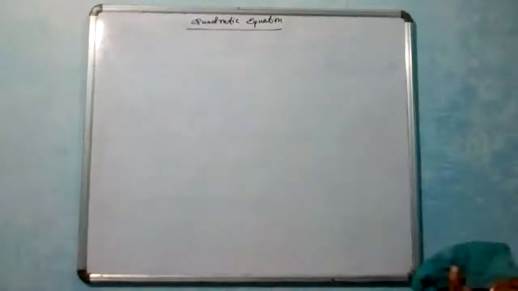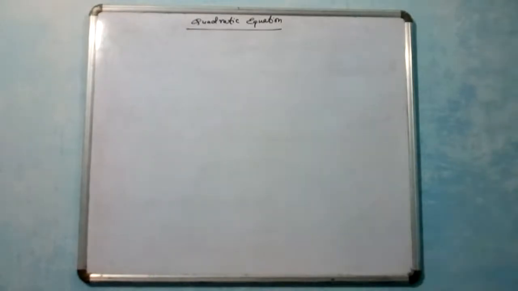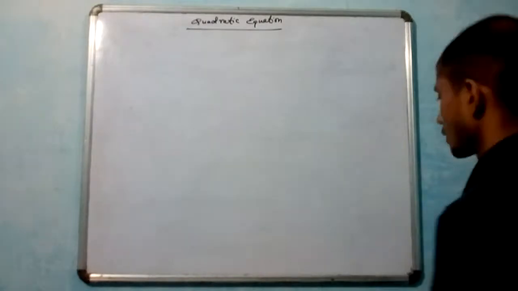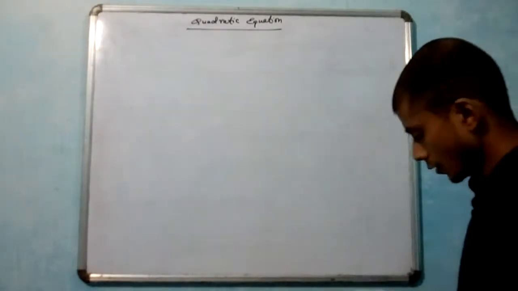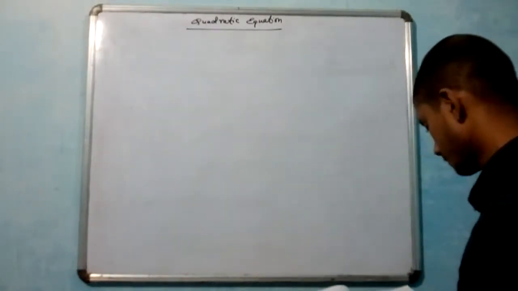Quadratic equation, okay? That will continue. So in the quadratic equation, we have seen what is the general form of quadratic equation and then how to solve it by factorization method, isn't it? We have seen in the last classes.